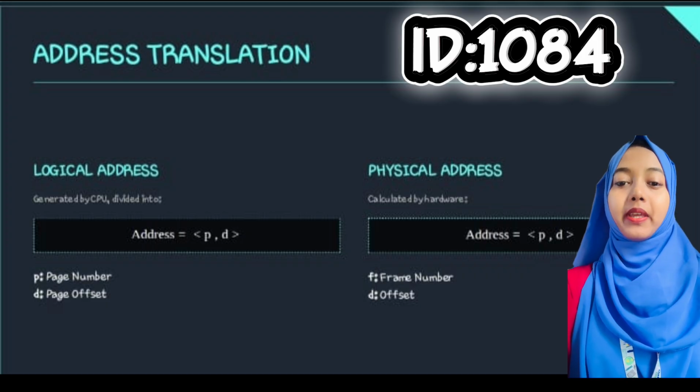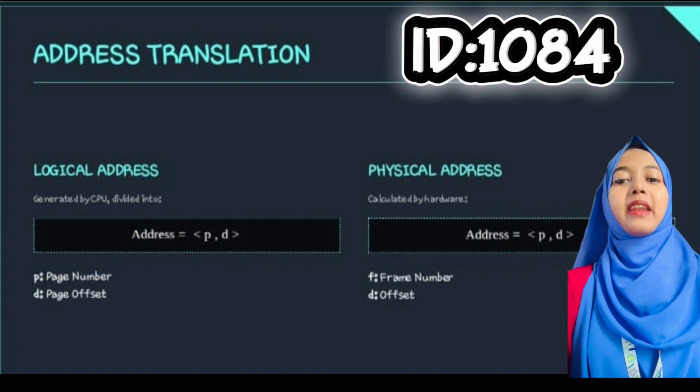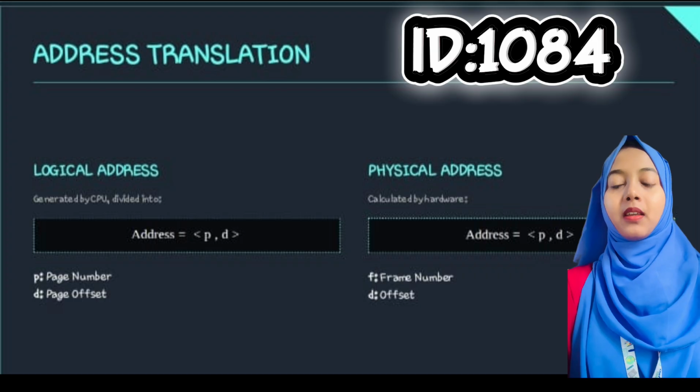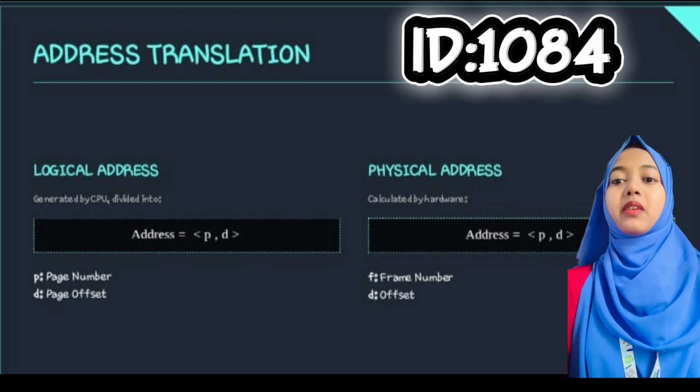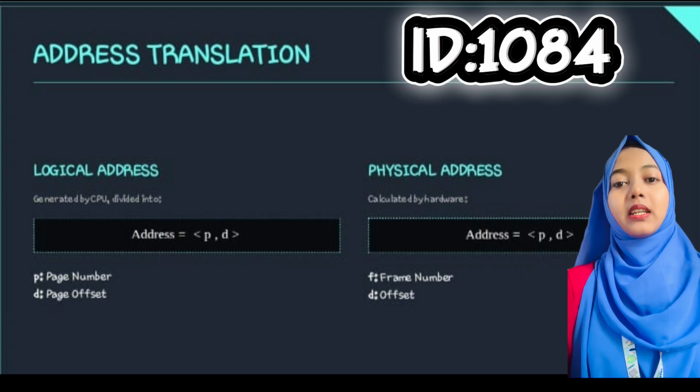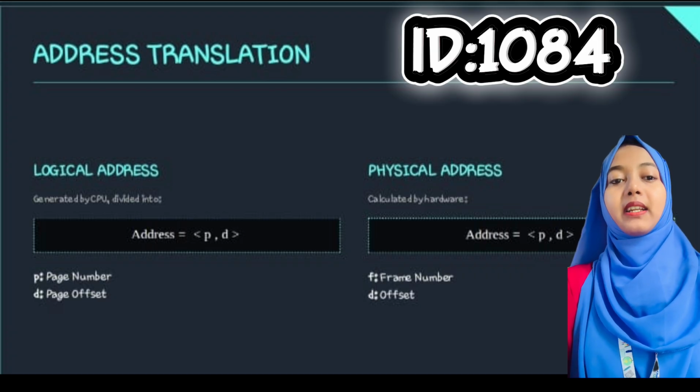My presentation topic is paging. I will explain how a computer finds, manages and protects memory. First of all, let's talk about address translation. The CPU uses a logical address which has a page number, but the main memory or RAM uses a physical address, so the system must change the logical address into a physical address to find the data.